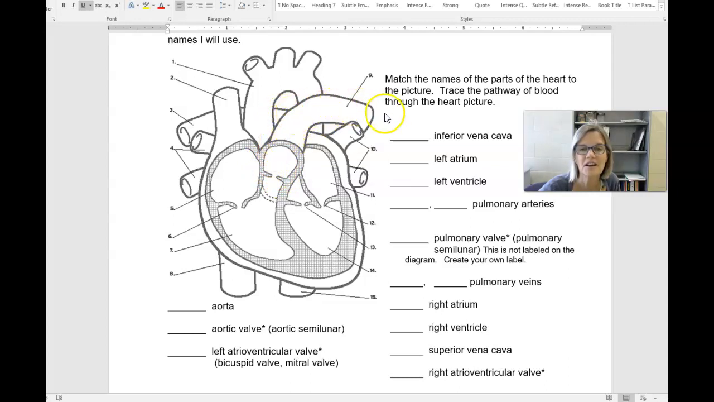pulmonary arteries. That blood's going to travel to the lungs, pick up oxygen, return to the heart through the pulmonary veins, into the left atrium, through the mitral valve or bicuspid valve, into the left ventricle, through the aortic valve, and out the aorta. Good luck.